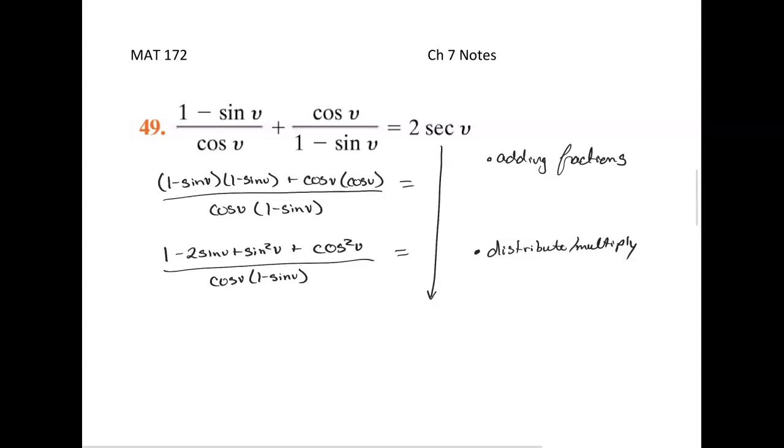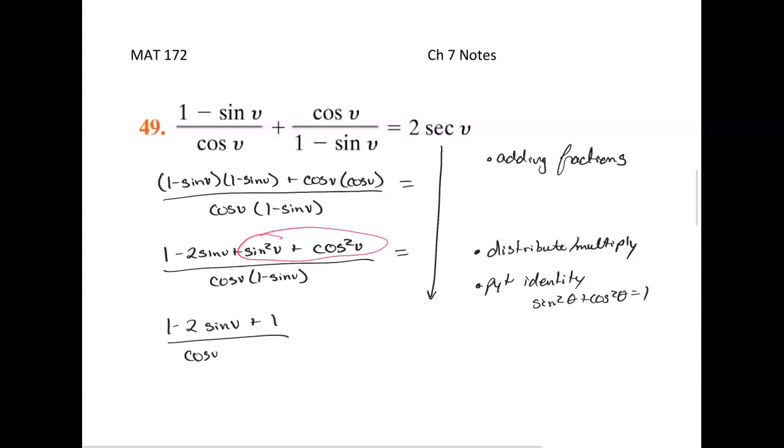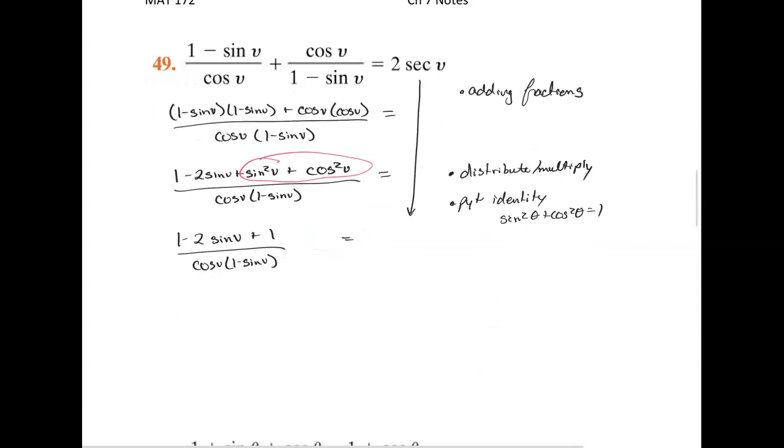So now check this out. We've got a sine squared plus cosine squared here, and we know we can use the Pythagorean identity. So Pythagorean identity, sine squared plus cosine squared is equal to 1. So we're going to make that substitution there. And that's all over cosine of v times 1 minus sine of v. So 1 plus 1 is 2. So we have 2 minus 2 sine of v over cosine of v times 1 minus sine of v.